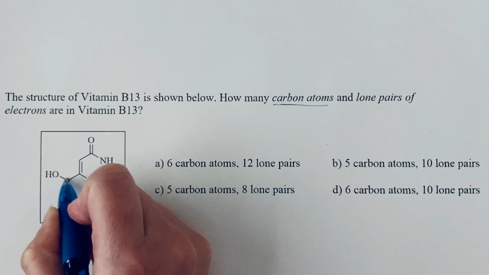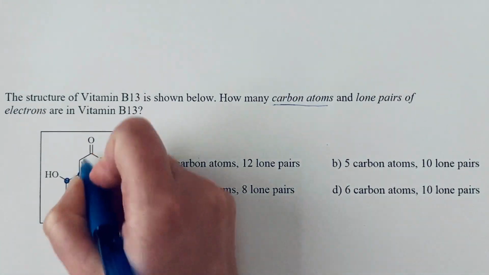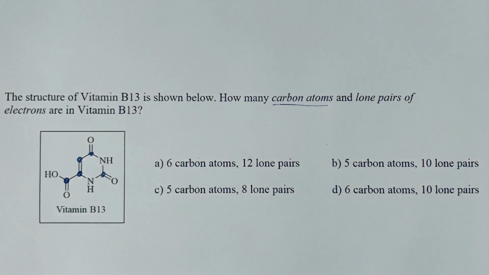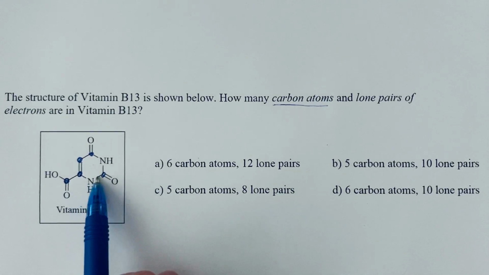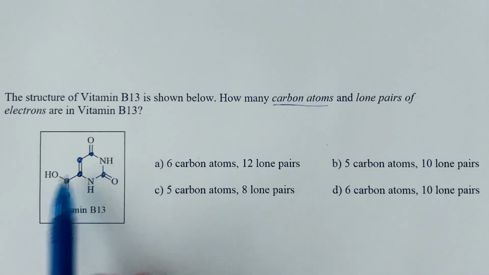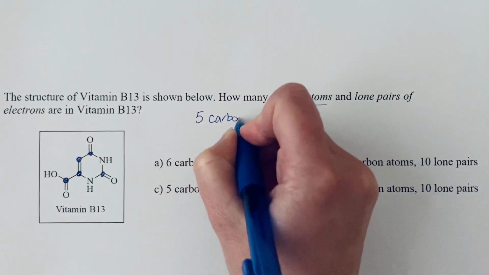So this point here is a carbon atom. Here, here, here, and here are all of our carbon atoms. At the end of any of these other lines, we have indicated that it's either nitrogen or oxygen. So we can see that we have a total of 5 carbon atoms in this structure.